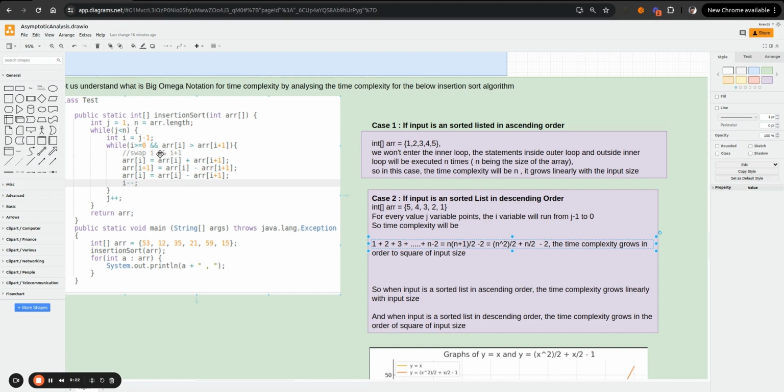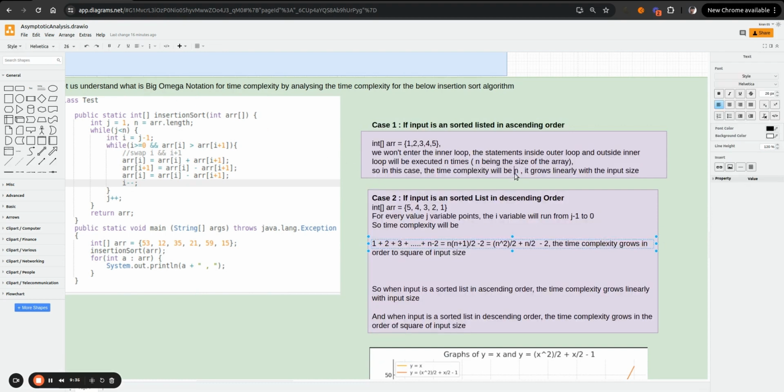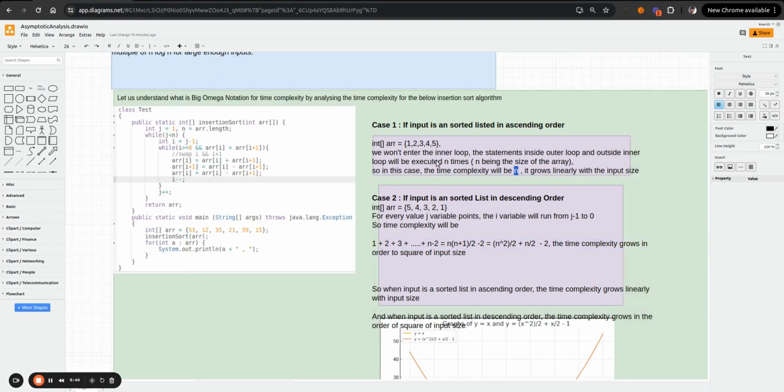So we will only enter the outer loop. We will be executing this line and this line as many times as the size of the input, and then return the array. So the time complexity will be order of n. The time complexity only grows linearly with the input size when the input is already sorted in ascending order. Now we shall move on to case 2.